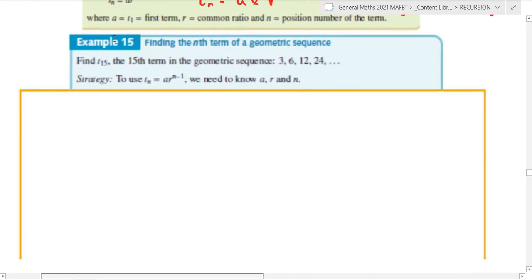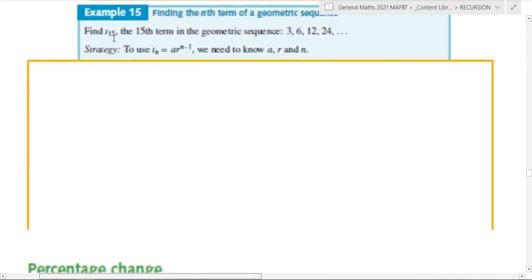Okay, so here is a question that we can try. Find the 15th term or 15th number in this geometric sequence. So it already tells you that it's geometric. Here we need to figure out what A, R, and N are, because we're going to use our nth term rule for geometrics. So remember, A, we need to figure out, and what is N.